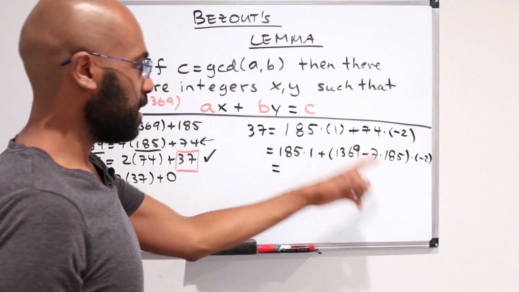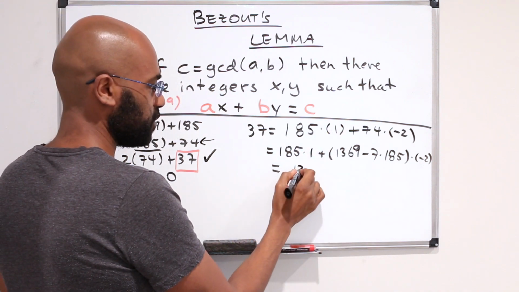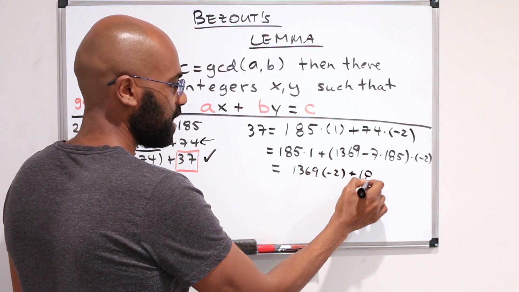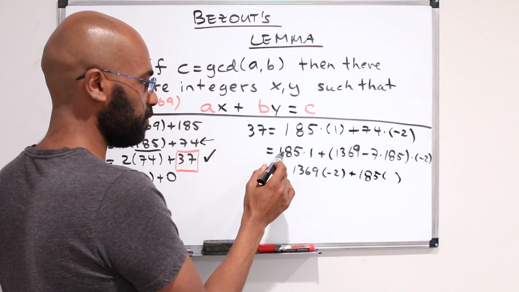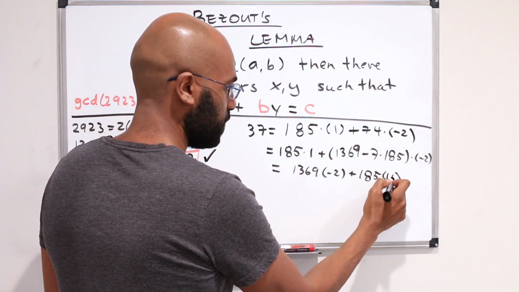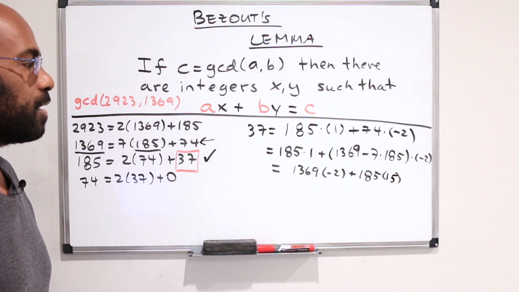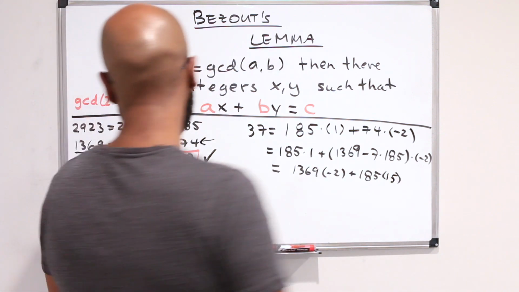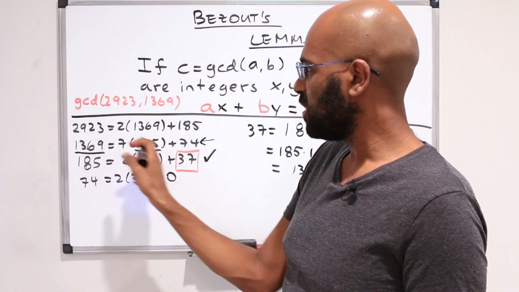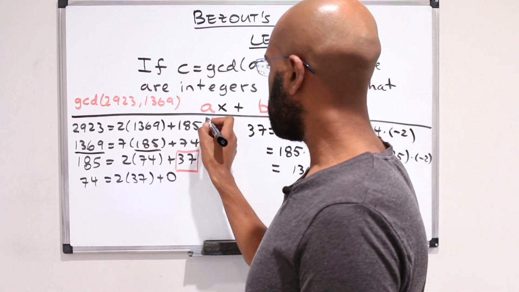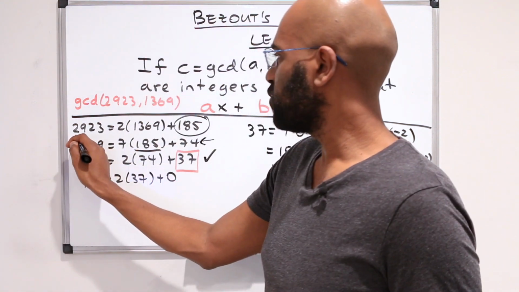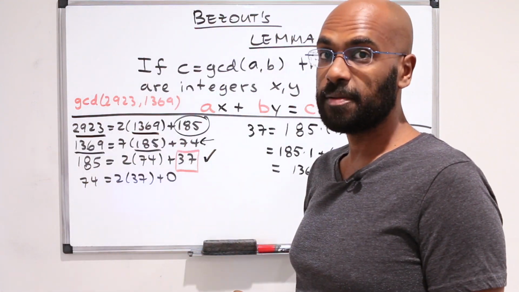And so now if we expand and collect the terms, we'll have 1369 times the negative 2, plus 185 times a bunch of copies of 185. We have 1, and then we have this 14 of them here, so it's 15 of those. Okay, so now we've done this replacement and wrote 37 as an integer combination of these two, so you can imagine we're going to do this again with this 185, replace it as an integer combination of 2923 and 1369.